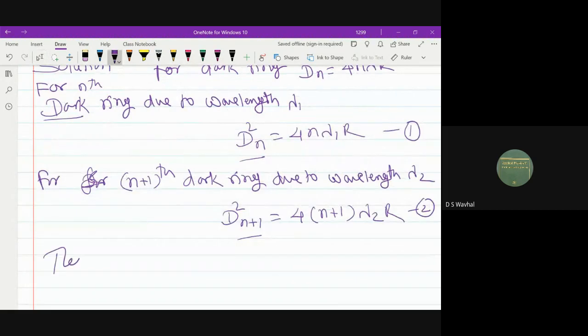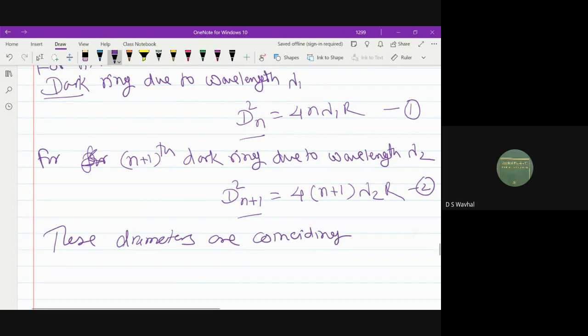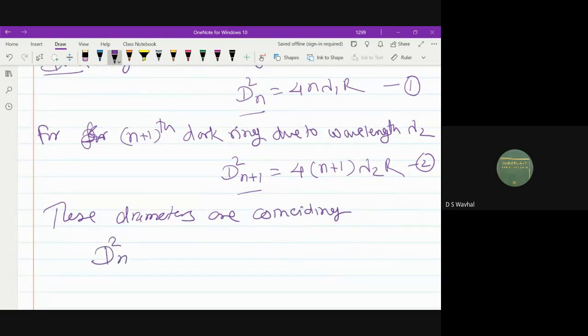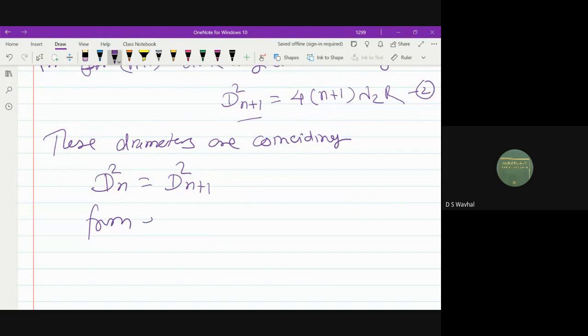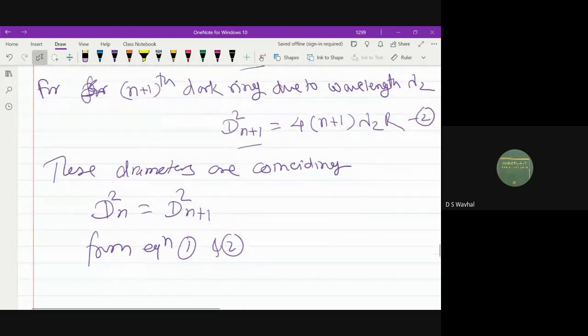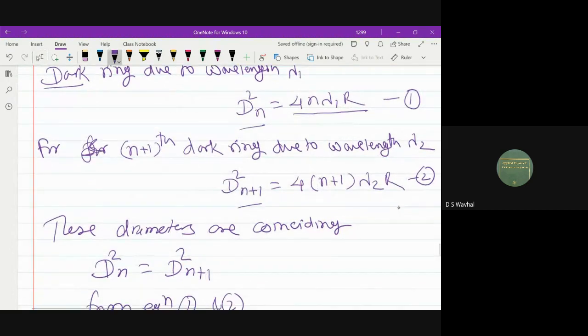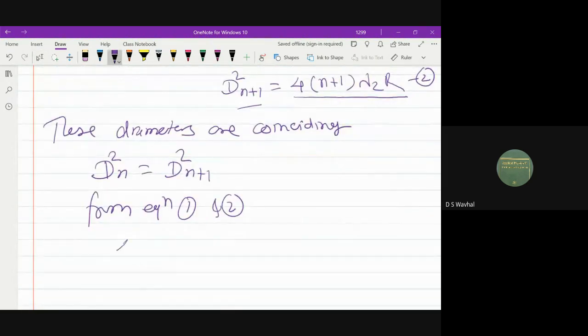Now these two diameters are coinciding. They are overlapping. It means diameter square of nth ring equals diameter square of n plus 1 ring. They are the same. So from equations 1 and 2, we can equate their right hand sides. So 4n lambda 1 R equals 4 (n plus 1) lambda 2 R.